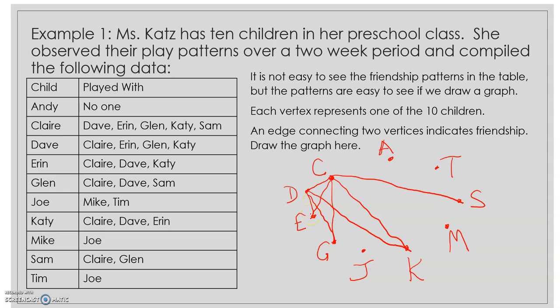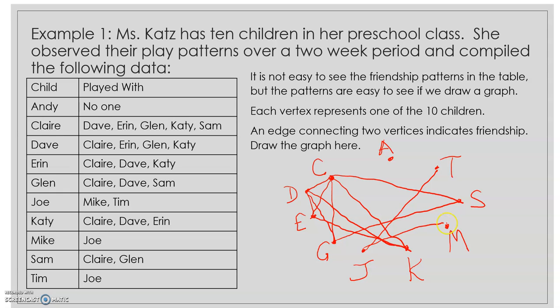Aaron played with Claire. We already have that line. Aaron played with Dave, and Aaron played with Katie. Draw another line towards Katie. Glenn played with Claire, Dave, and Sam. So from G to S is another line. Joe played with Mike and Tim. Katie played with Claire, Dave, and Aaron. We already have those edges drawn.